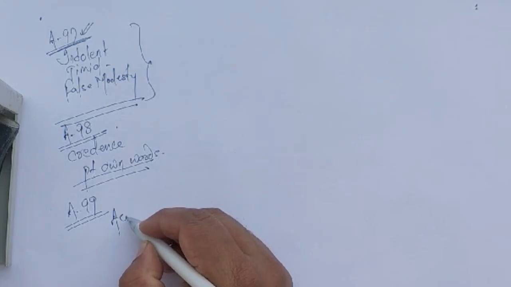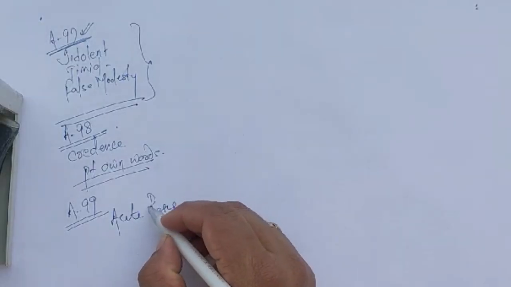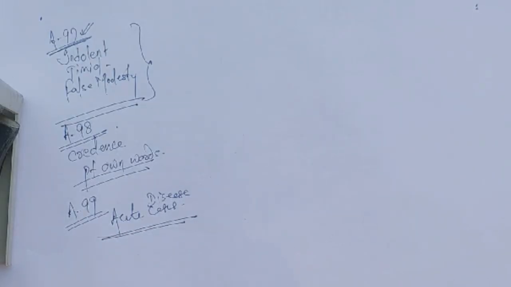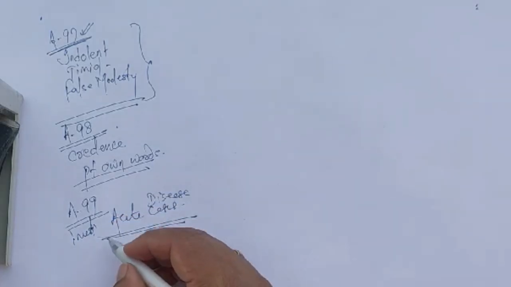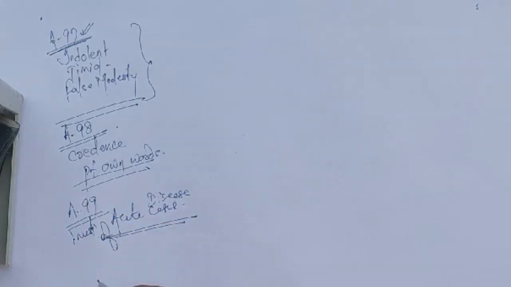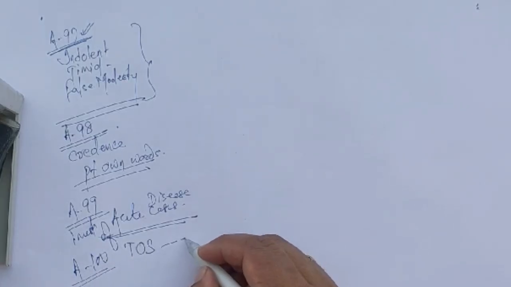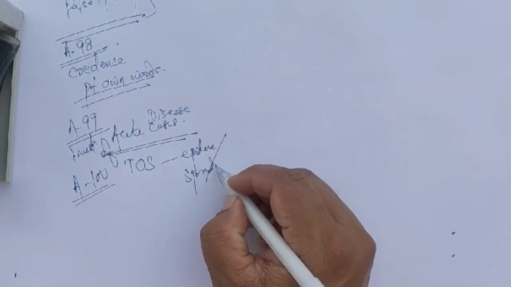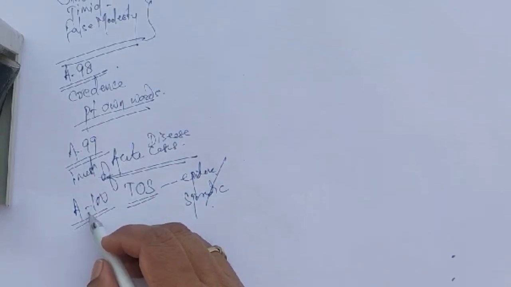Aphorism 99. In acute cases or acute disease, how to investigate an acute disease? Investigation of acute disease. Aphorism 100 में क्या है? Investigation of totality of symptoms of epidemic disease, epidemic or sporadic disease. Totality of symptoms of epidemic and sporadic in aphorism 100.